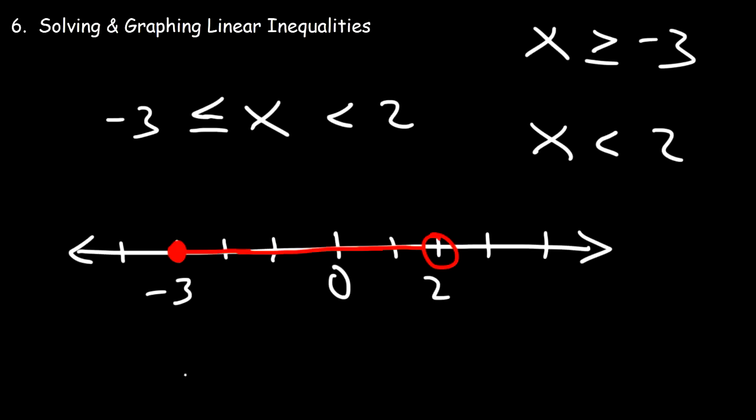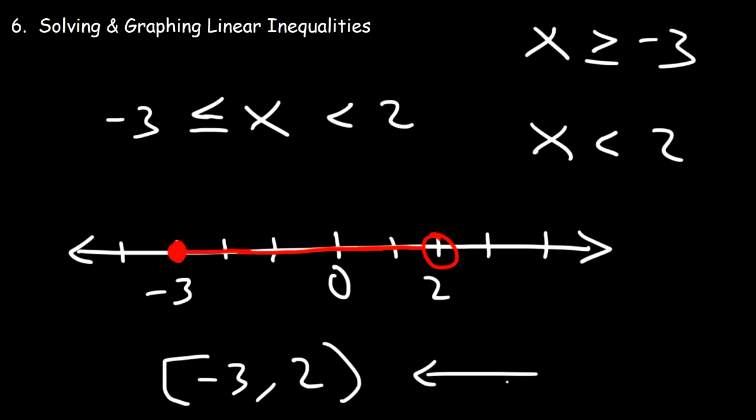Now, the answer is going to be from negative 3 to 2 in interval notation. So we have a bracket at negative 3 and a parentheses at 2. So that's how we could represent the solution using interval notation. And so that's it for that example.